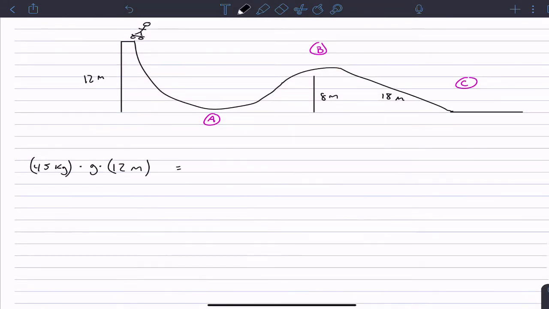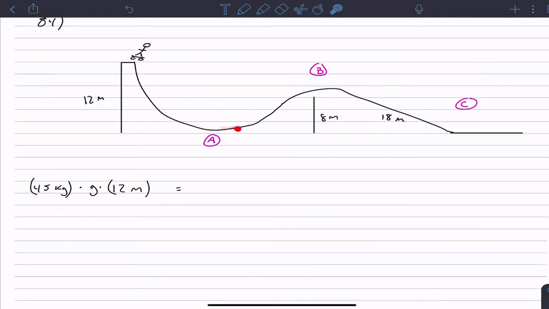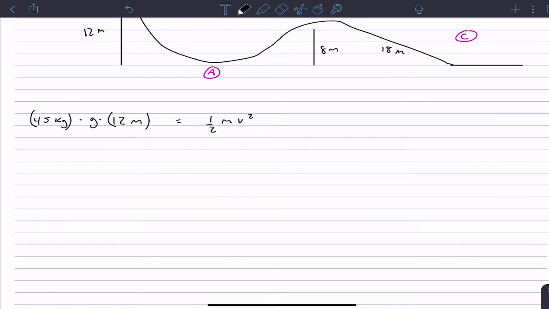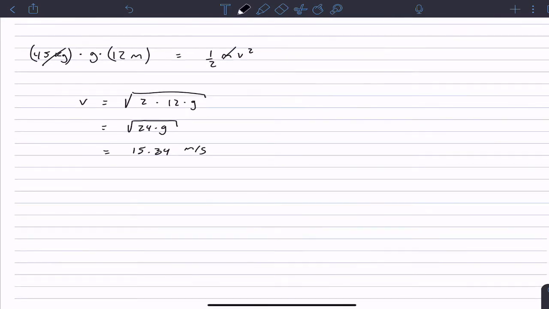Alright, so the point is, gravitational potential goes away. We're only left with half mv squared, and we want to know what is v. No problem. So then we have v equals the square root of 2 times 12 times g. Right, so that's going to give us square root of 24 times g. So that is going to give us 15.34 meters per second. Okay, that's part A.